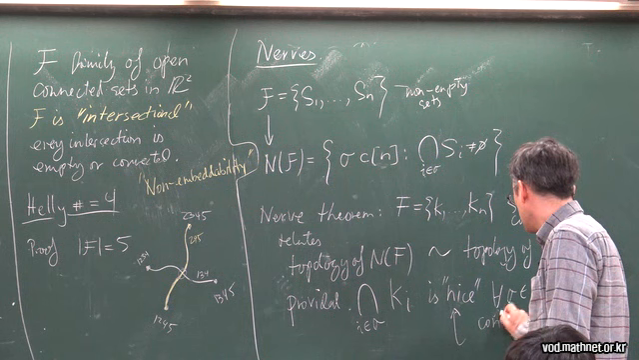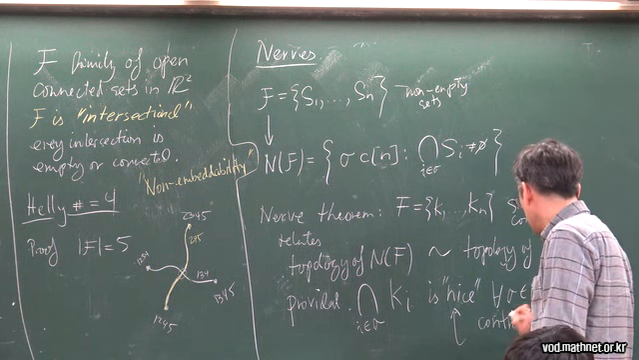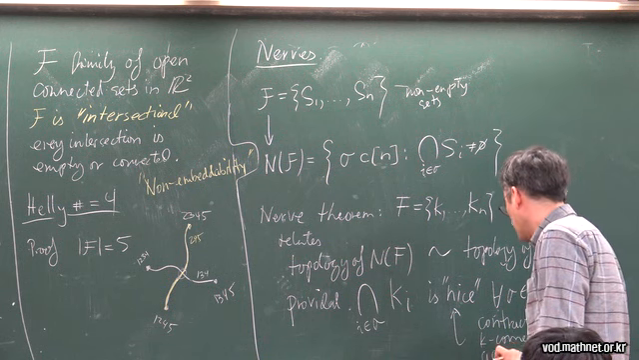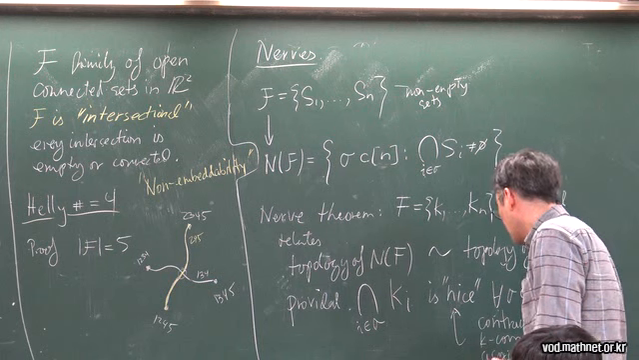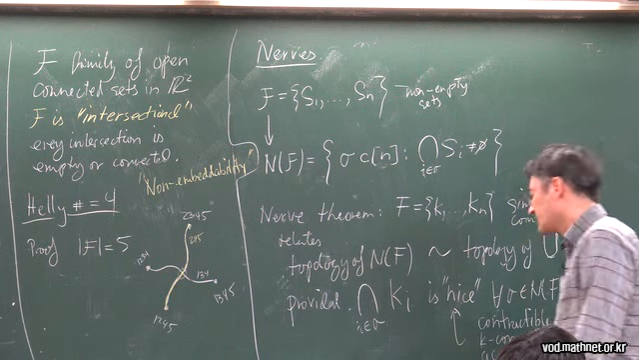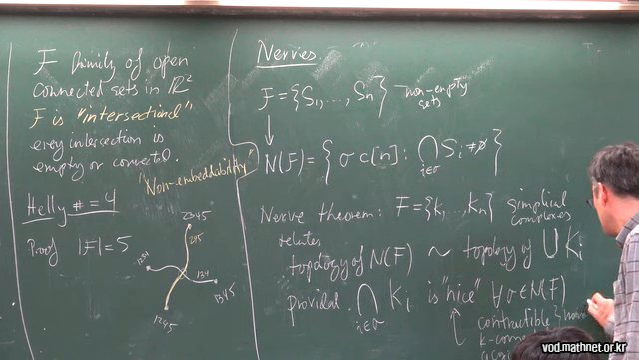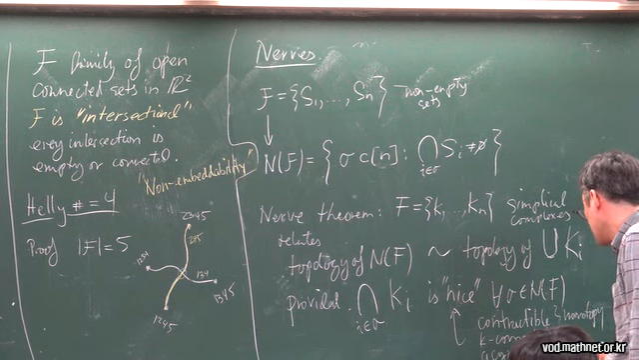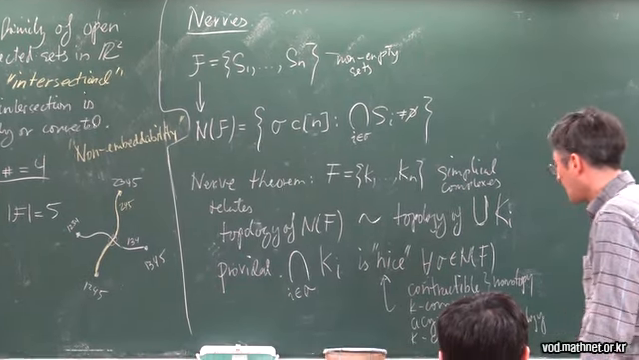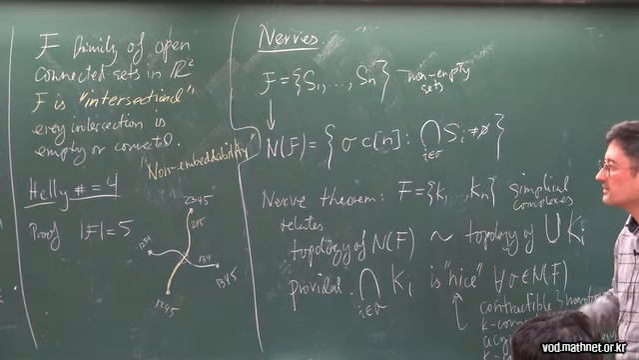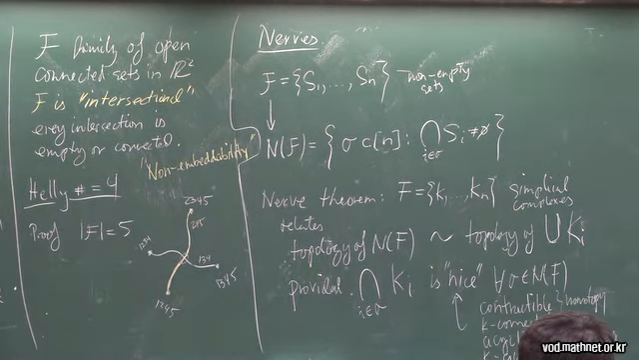Nice means, for example, contractible, or K-connected, or acyclic, or K-acyclic. These are just various topological terms for saying that something is nice. This is homotopy. This is homology. And so somehow, as long as those intersections are nice, there is a relationship between these two. Okay? Now, how does it relate to, for example, these Helly theorems here?